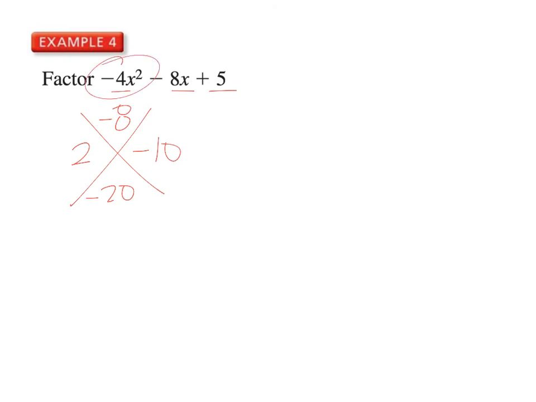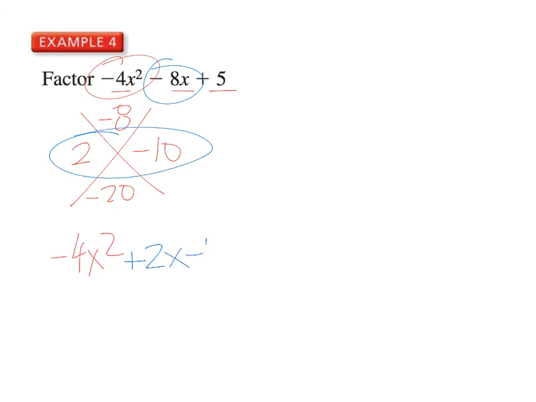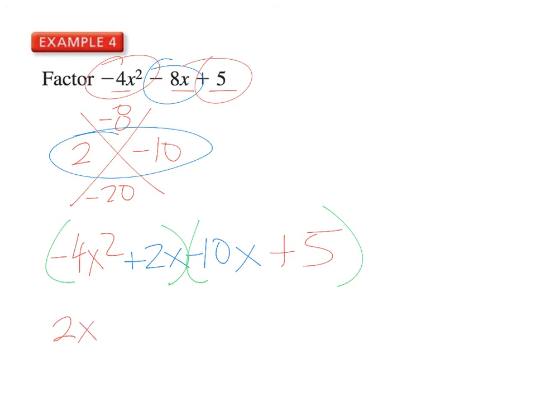All right, so I take the first term, then I take the second term, break it up using those two values, plus 5. All right, now I have the first group and I have the second group. What can you factor out of the first group? I can factor out a 2x, I'll factor out the negative, leaving me with 2x minus 1.